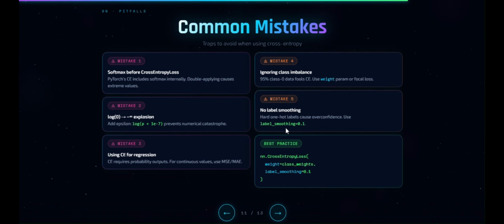Here are some common beginner mistakes. Number 1, applying softmax before cross-entropy loss. Number 2, computing log of 0 without epsilon. Number 3, using cross-entropy for regression problems. Number 4, ignoring class imbalance. And number 5, no label smoothing, which can make models overly confident.